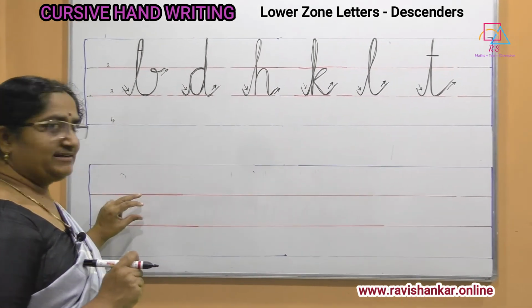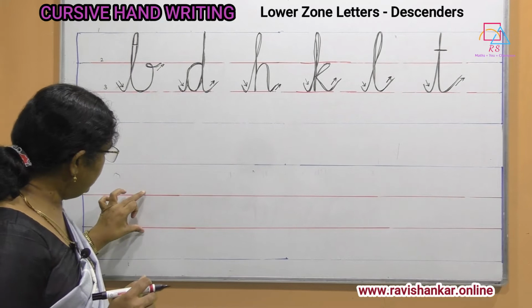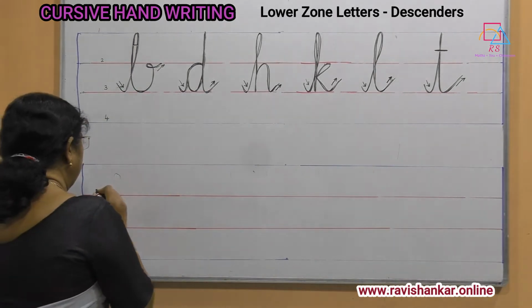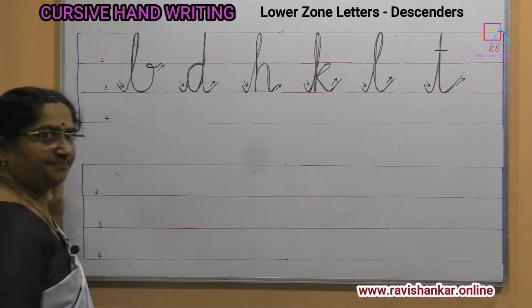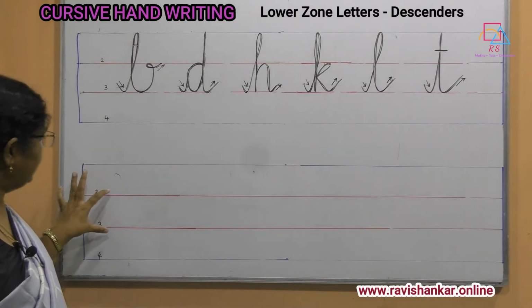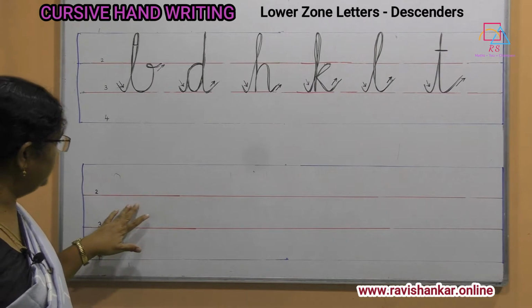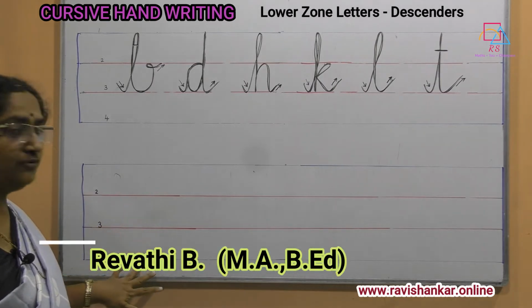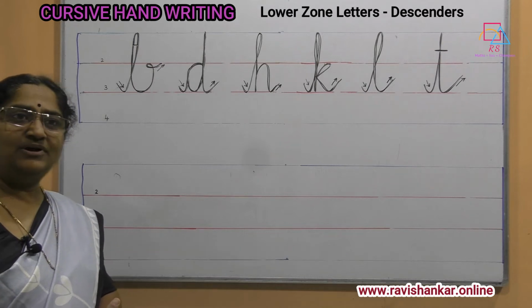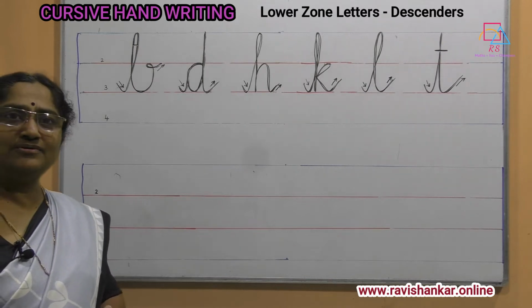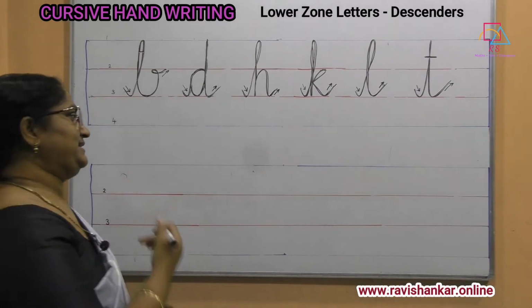Descenders are the letters that are written between line number 2, 3 and 4. Letters that are written between line number 2, 3 and 4 are known as descenders or lower zone letters. Let's see them.